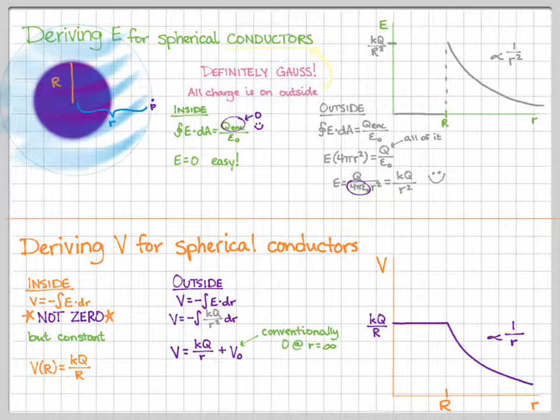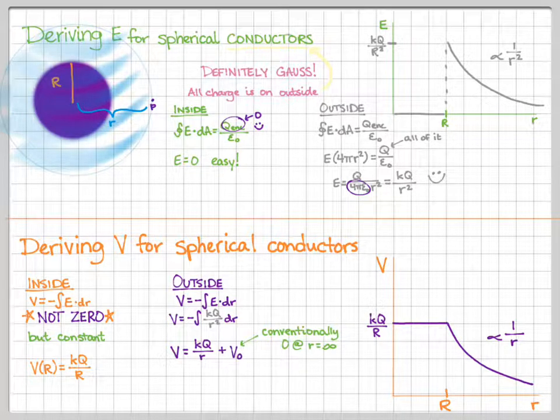Now, the only tricky thing about voltage, and this will trip you up if you're not careful, is that when you try to do V equals the negative integral of E dot dr, and the electric field on the inside is zero, it doesn't mean that the potential difference is zero. In fact, voltage is very closely related to potential energy. It's the amount of potential energy per coulomb of charge that it would require to bring some positive point charge from infinity to the point in question.